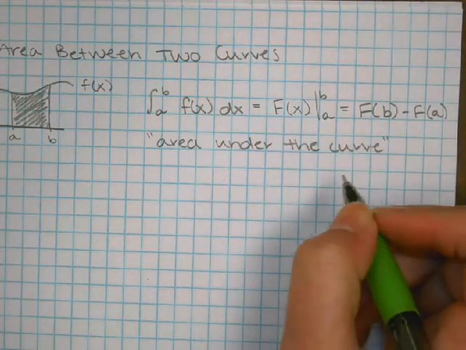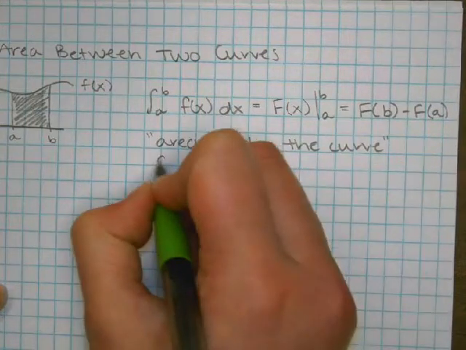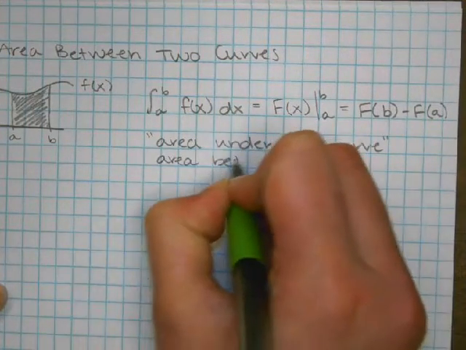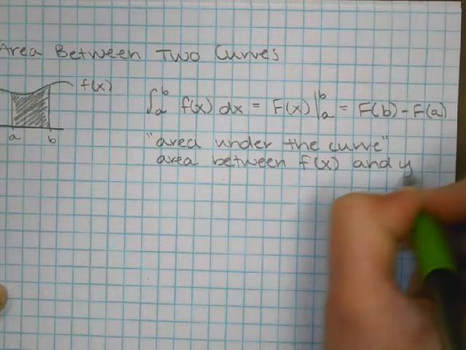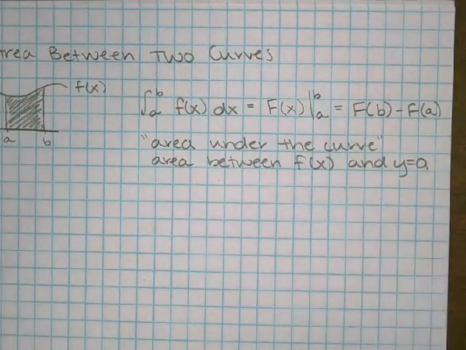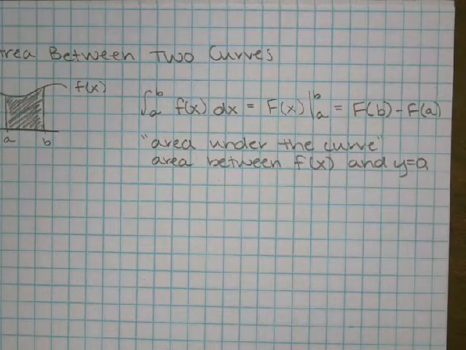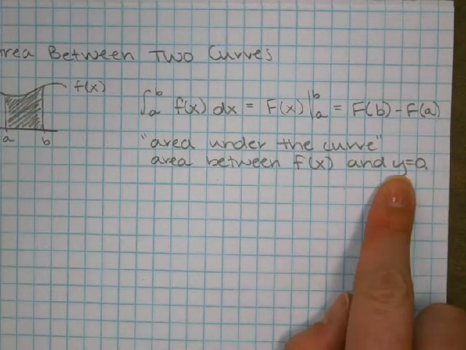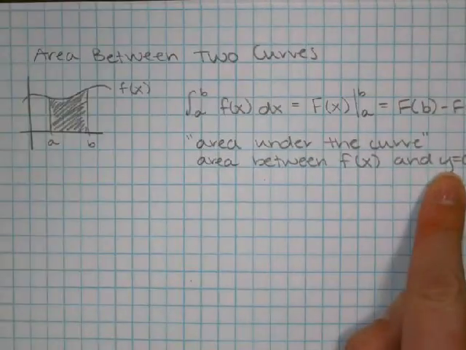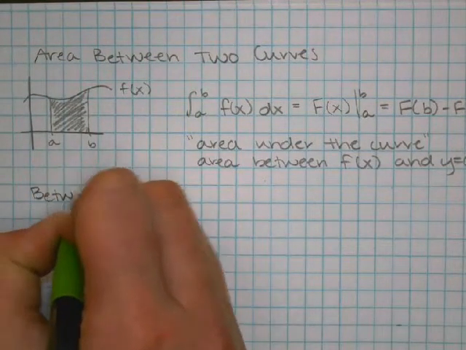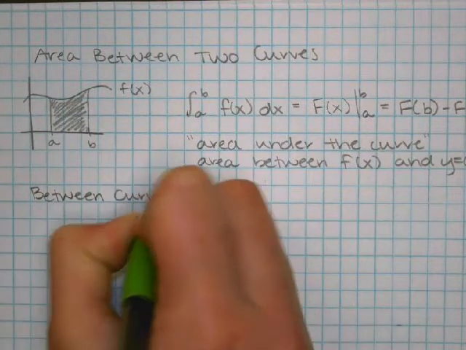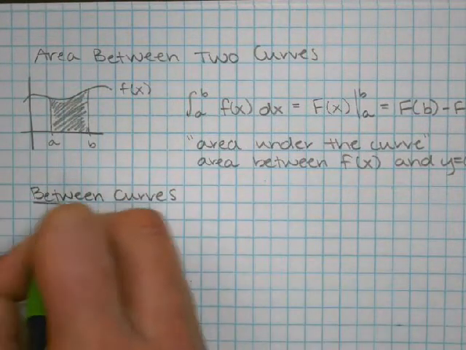All right, and we've been calling this the area under the curve. But what this really is, is the area between f of x and y equals 0, the x-axis. So really, even though we've been finding the area under a curve, we've actually been finding the area between two curves. It was just that the second curve every single time was the x-axis. So when we look at the process for finding the area between curves, that just means that our second curve won't be the x-axis anymore, it'll be something else.